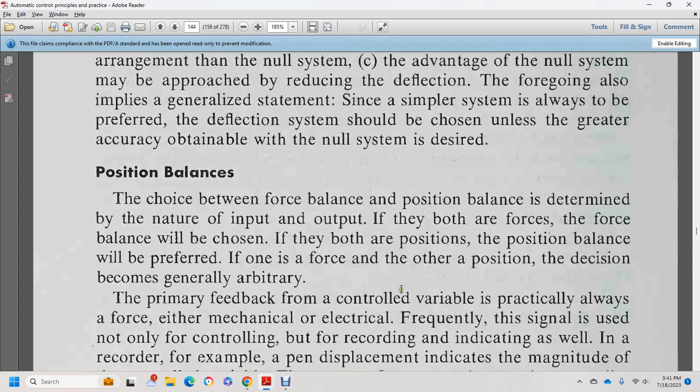Position balance. The choice between the force balance and position balance will be determined by the nature of the input and the output of both. The force balance will be chosen in one case, the position balance in the other, or if the one is straightforward, the other position. The decision is generally arbitrary.